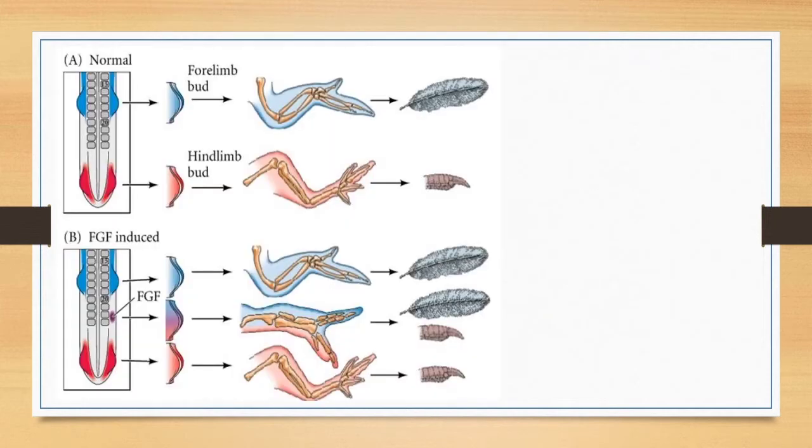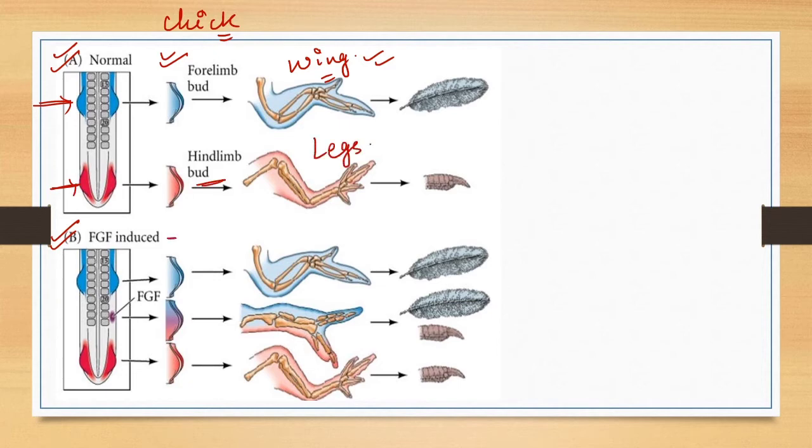So this is to compare the limbs that are formed in normal condition and those that are formed by FGF induction. In normal cases, from the forelimb regions, forelimb buds are formed and then wings, that is forelimb, are formed, because these experiments are done in chick. So in case of forelimb, wings developed. In hind limb regions, hind limb buds formed and then legs were developed. Now in case of FGF induction, when FGF beads were inserted in the prospective forelimb bud area, forelimb buds were formed and then wings were formed.